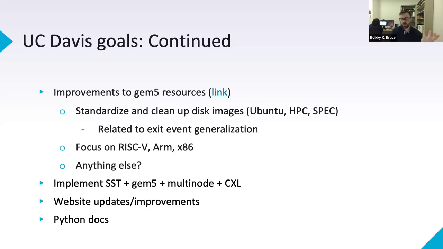So it's like, oh, we had a complete crash at this point in the simulation. Okay, return me the exit event and give me every single piece of data you have on that. So that's going to be a cross between the exit event agenda and improving gem5 resources disk images. Again, if we say anything else here, we're all ears on what sort of stuff people want from disk images.